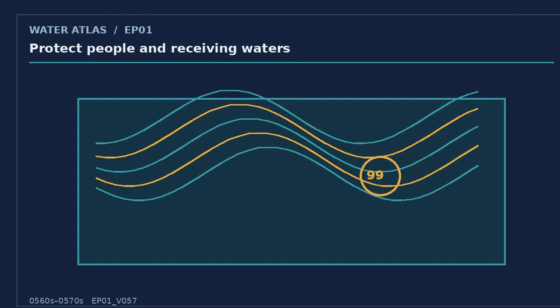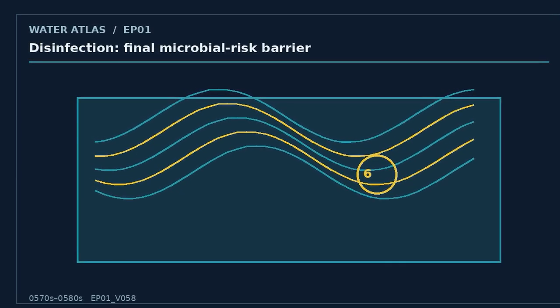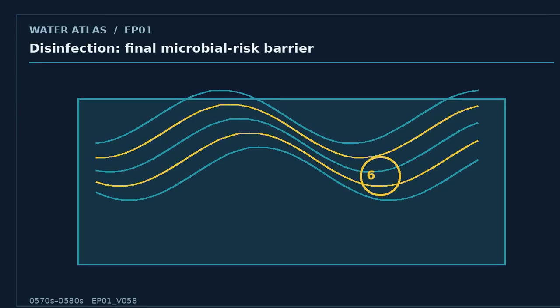This is why source control, pre-treatment, multiple barriers, verification monitoring, and incident response matter. Good engineering does not promise zero risk. It reduces risk to an acceptable level defined by public health goals, environmental objectives, and applicable law.